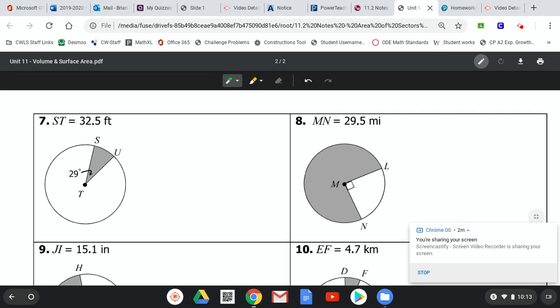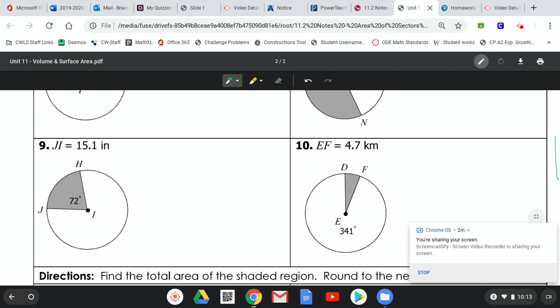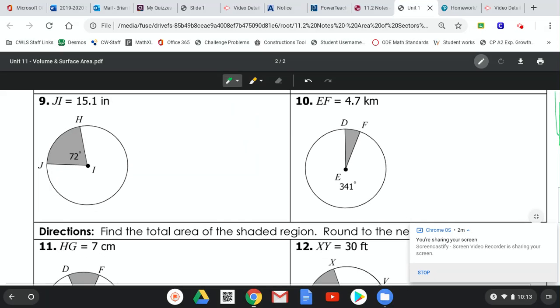So I want to do number 10 with you guys, just because number 10 looks a little bit funky here. For number 10, it tells you that all this white space, the measure of this arc, the arc that we don't want, is 341 degrees. So how do we find the measure of the shaded arc? Well, all we got to do is 360 minus 341. Don't overthink it. It's just a really small section of pizza that we want. So we're subtracting that out. When we do, we should get 19.